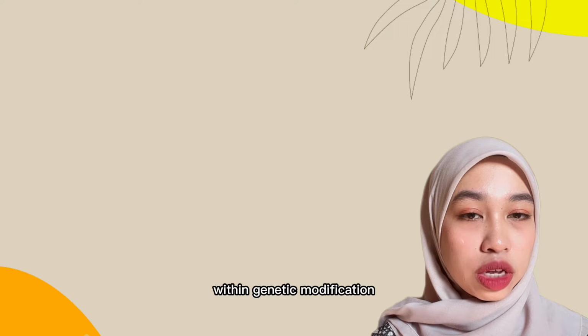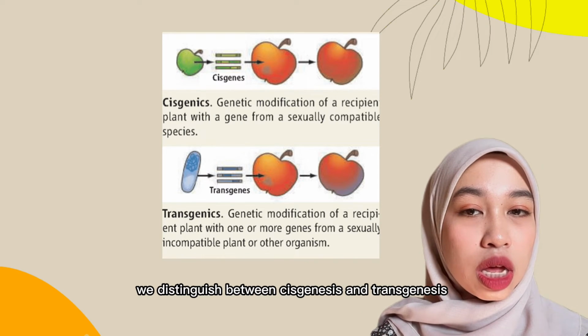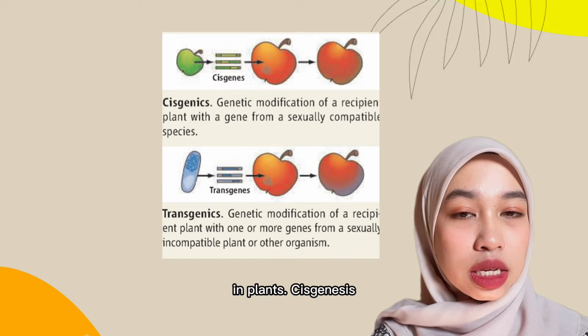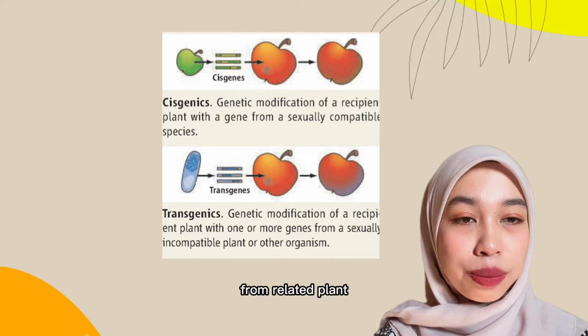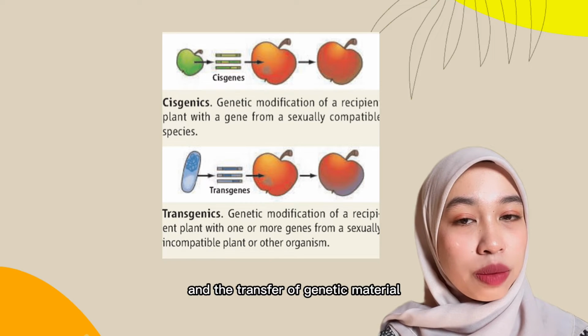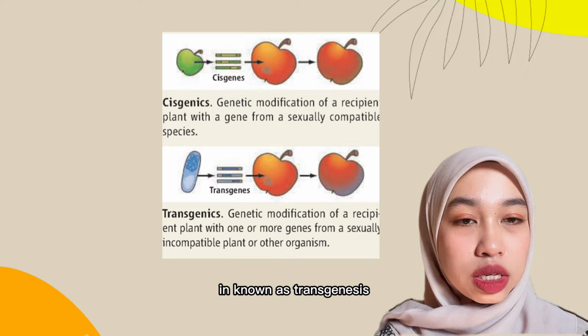Within genetic modification, we distinguish between cisgenesis and transgenesis. In plants, cisgenesis refers to the transfer of genetic material from a related plant, and the transfer of genetic material from unrelated species is known as transgenesis.